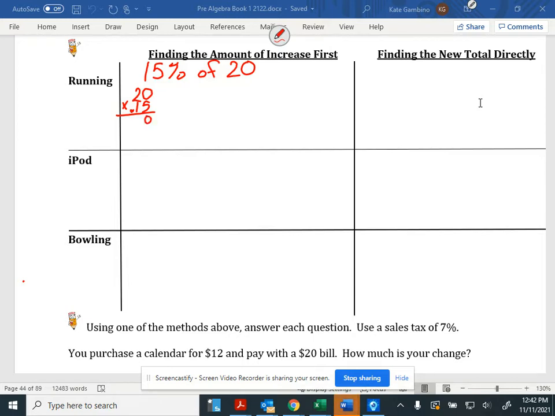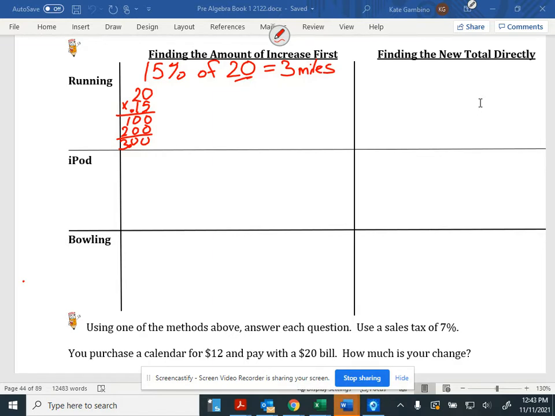So 5 times 0 is 0, 5 times 2 is 10. 1 times 0, 1 times 2 gives me 300. I've got 2 decimal places there, so I've got 2 decimal places here. So that's 3. 3 what? What would my label be? 3 miles. Miles, because you ran 20 miles. So it's 3 more miles. So you want to increase it by 3 miles.